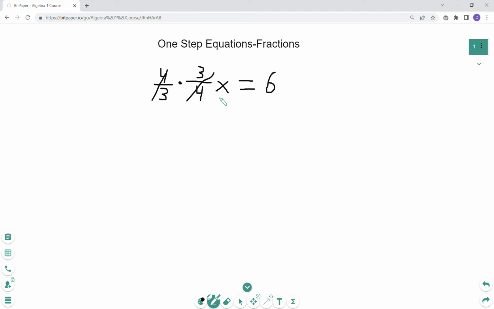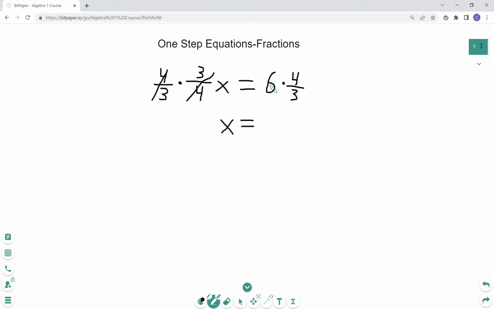And again, whatever I do on the left-hand side, gotta do the same thing on the right. So that means I gotta multiply the 6 by 4/3, because that's what I did on the left-hand side. All right, so now I just have x on the left-hand side. And then I have 6 times 4/3. So now in order to determine x, I got to multiply the 6 by 4/3.